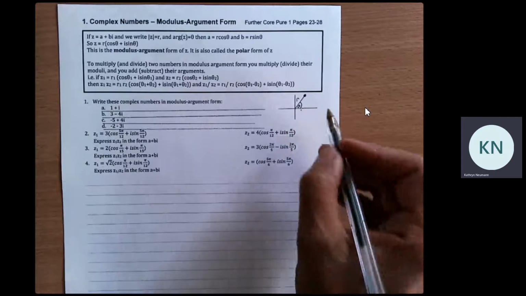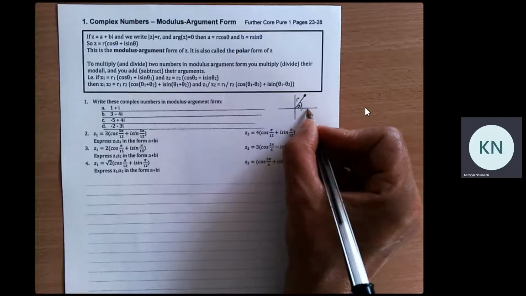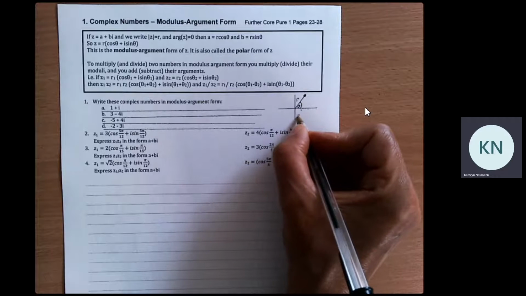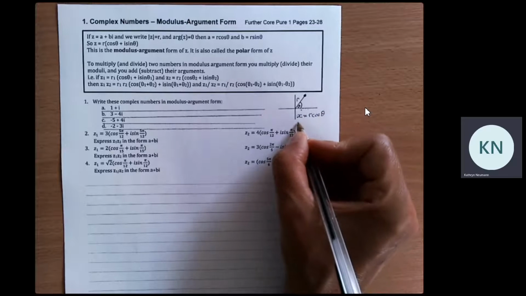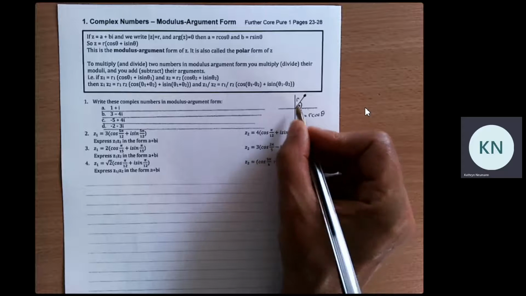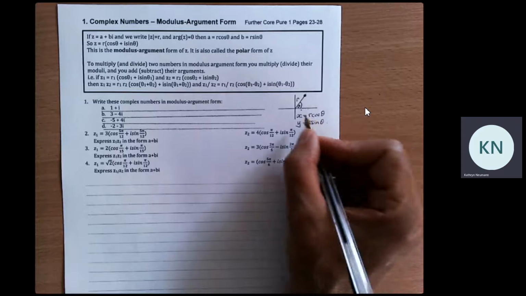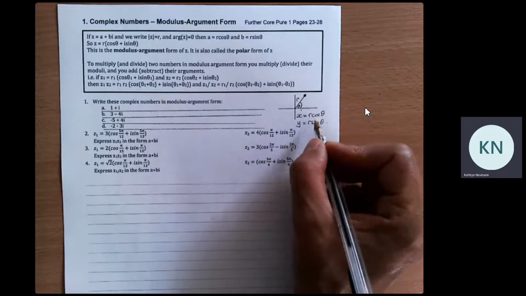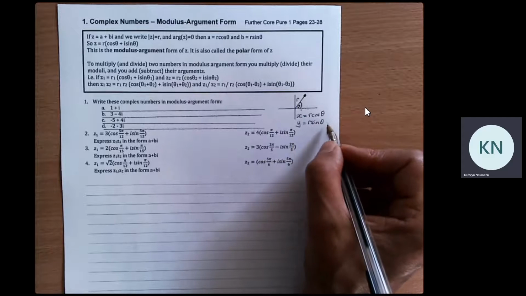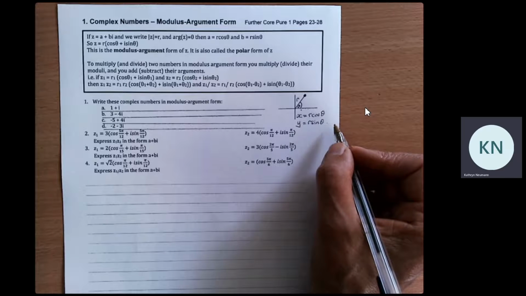So here we've got our complex number, and if you look at this, you can see that the x component would be r cos theta, and the y component, so the imaginary component, would be r sin theta. So we could write this number as r multiplied by (cos theta + i sin theta), and that's called the modulus argument form of z, and it's also called the polar form of z.